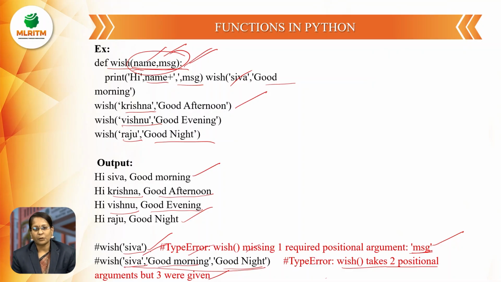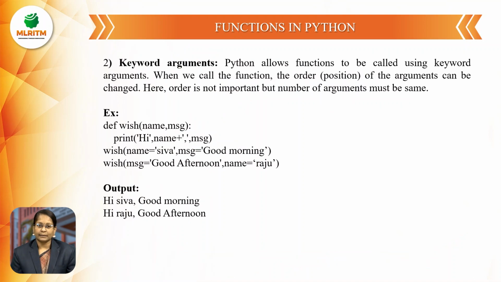That's why if you pass fewer arguments or more arguments, then we will get an error. So that is a positional argument. The main issue is the number of arguments. The next one is keyword arguments.